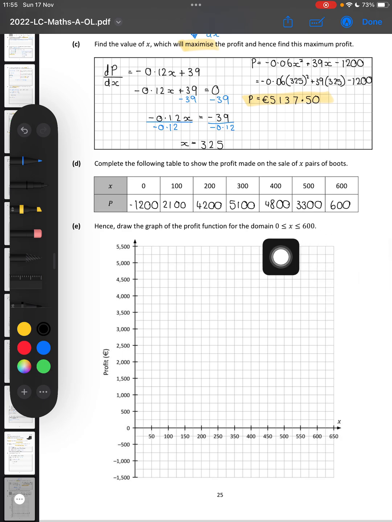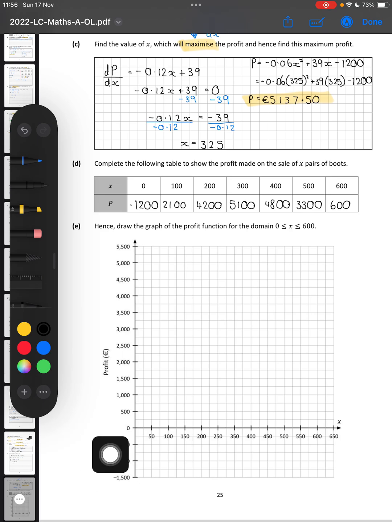It says hence draw the graph of the profit function in the domain 0 to 600. So that just means the different x values on your graph. Nice little hint here, because the graph goes into the minus. If we had gotten a minus up here and then the graph didn't go into the minus on the y's, then we'd be like, oh, have we made a mistake somewhere? Because I can't possibly graph that. But they gave us a graph where we can plot this minus value.